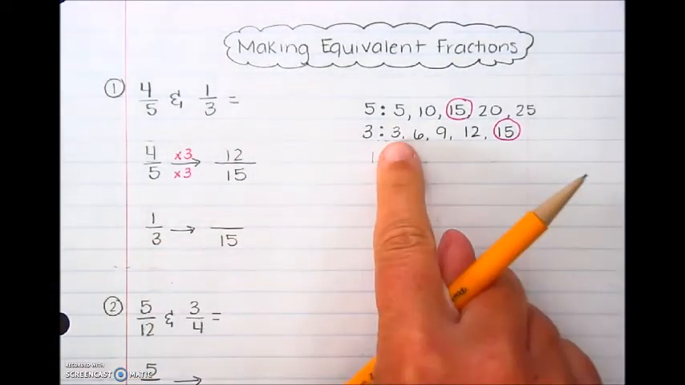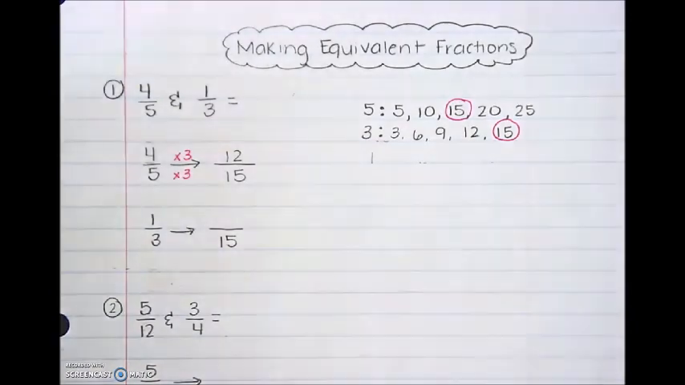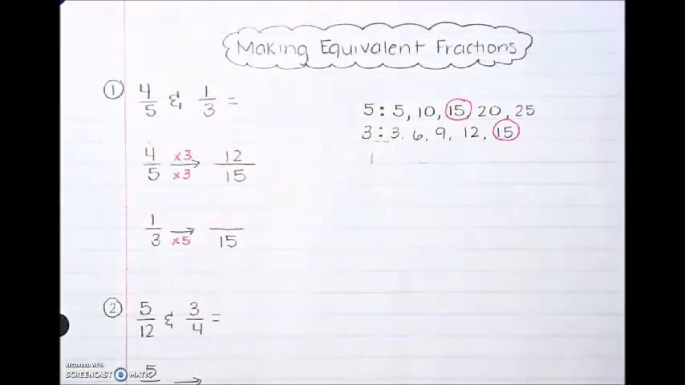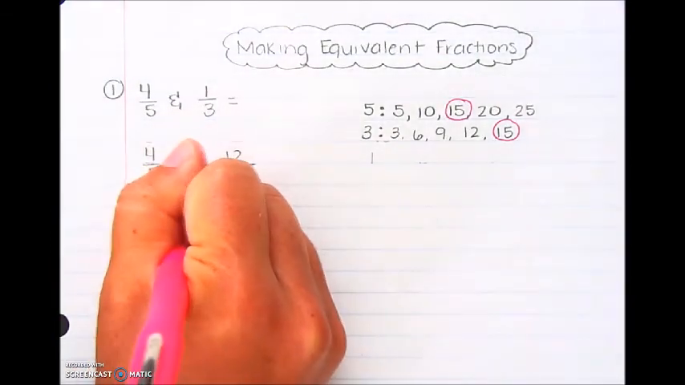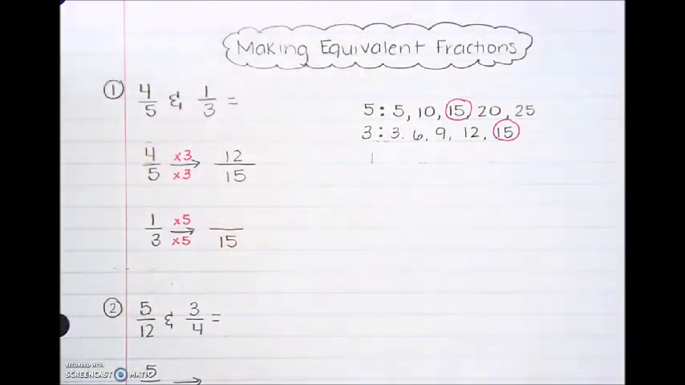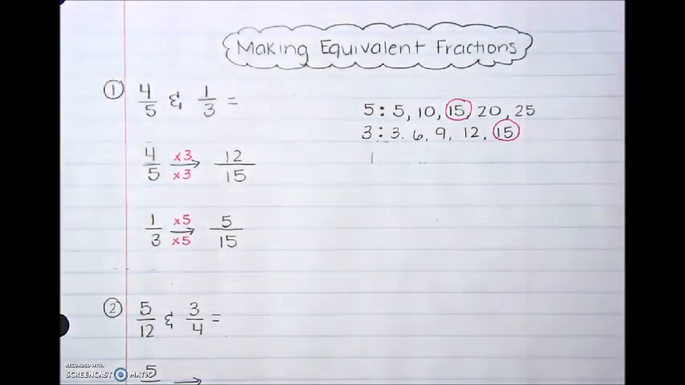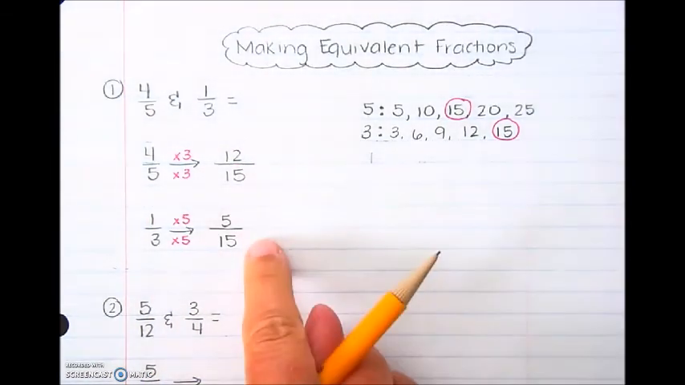Now with 1/3, 15 was the 5th multiple. I took those thirds pieces and sliced them into 5 slices. So I also need to do the same with my numerator of 1, which tells me 1/3 is equal to 5/15. So my equivalent fractions are 12/15 and 5/15.